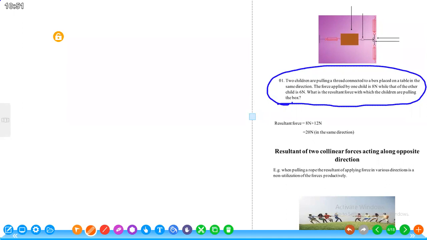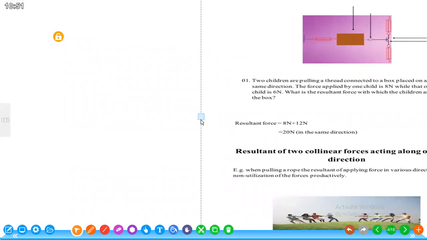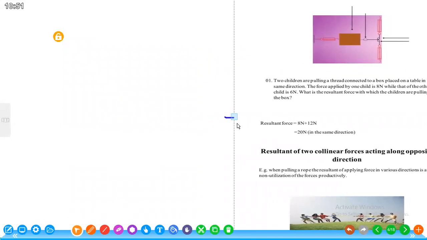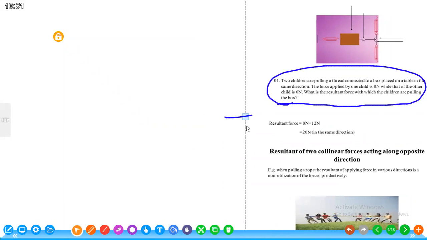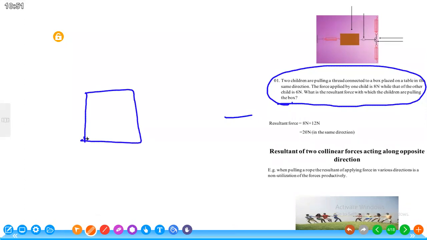Right, students. So I think you can find the answer. First of all, read the question. Two children are pulling a thread connected to a box. Make an imaginary figure. So this is an imaginary box placed on the table.